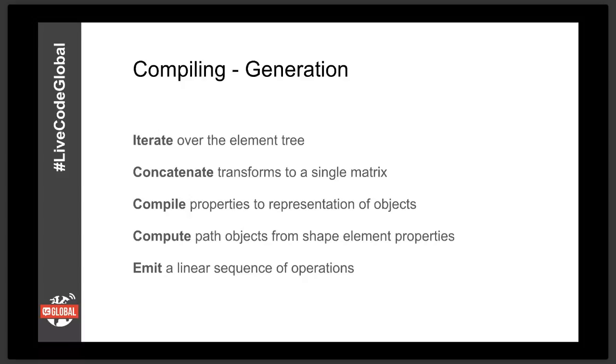So the next thing is you compute all the path objects and the shaded element properties. So for example, a circle is defined by a center point and radius. So you need to make sure you record that information appropriately so you can replicate that when you execute it again. Finally, what comes out of this is basically a linear sequence of operations.